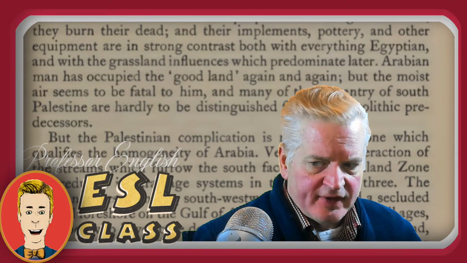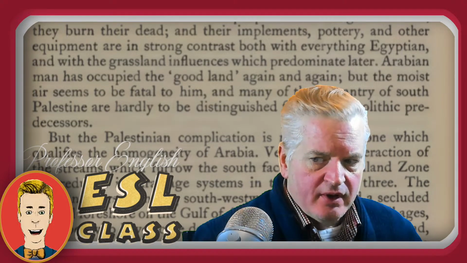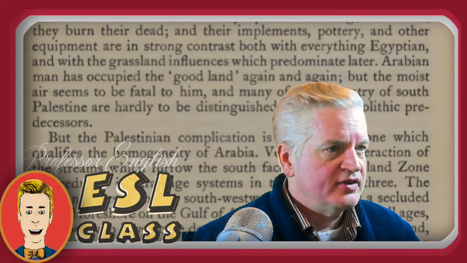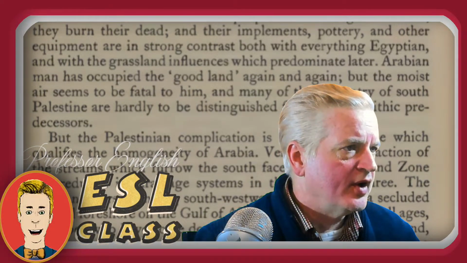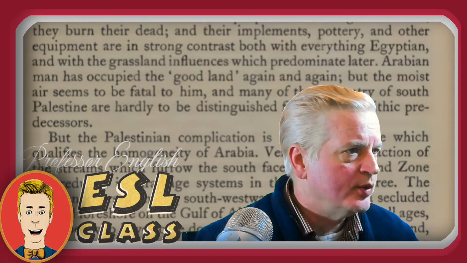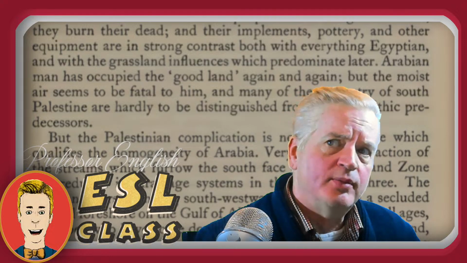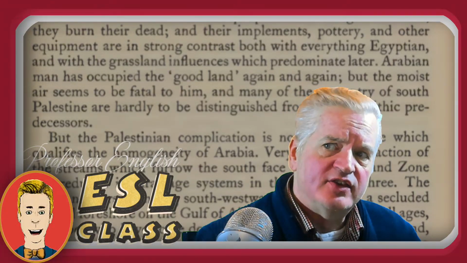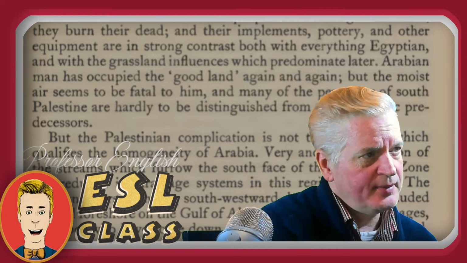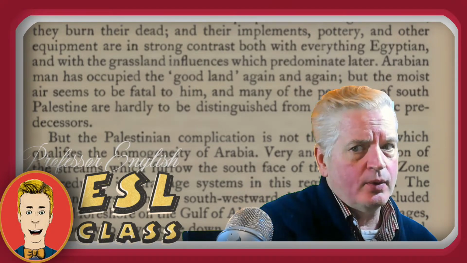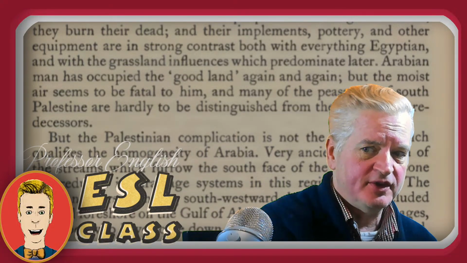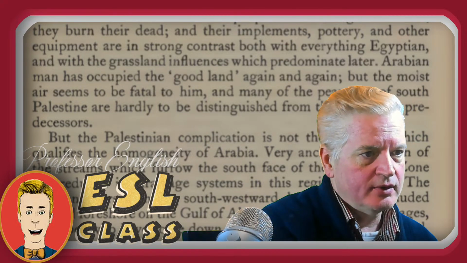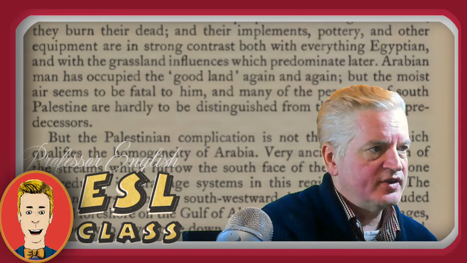So they're saying that the people of Palestine are clearly culturally different from the Egyptians based on the tools and pottery that they found. And also different from, what did they call it? The grassland influences which predominate later. So the grassland I think they're referring to, if it's the same, is probably Arabia. So it seems like they're separating three different cultures. There's the Egyptian culture, and then the Palestinian culture, and then the Arabian culture. And they all seem to have some distinctions.